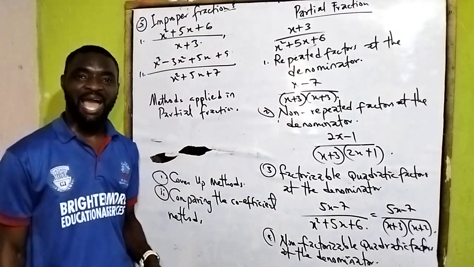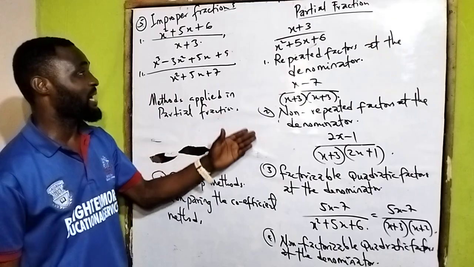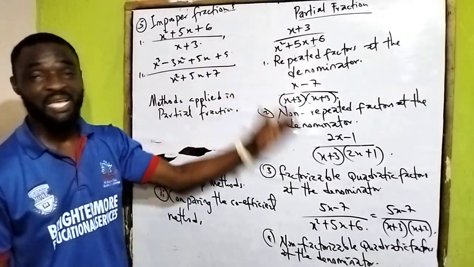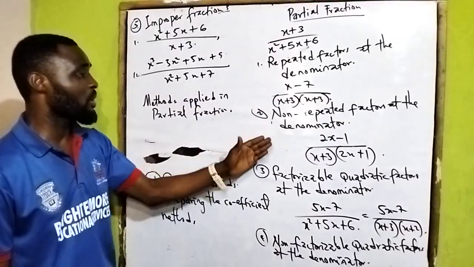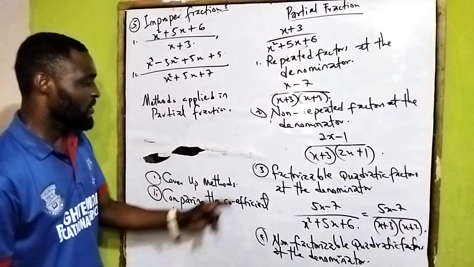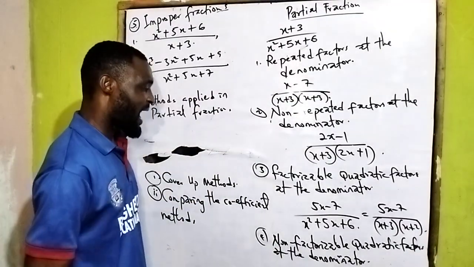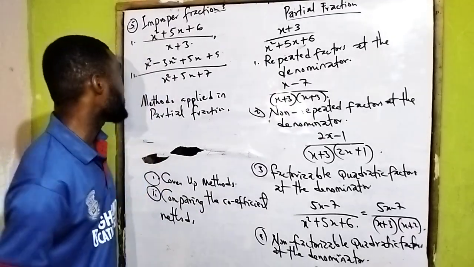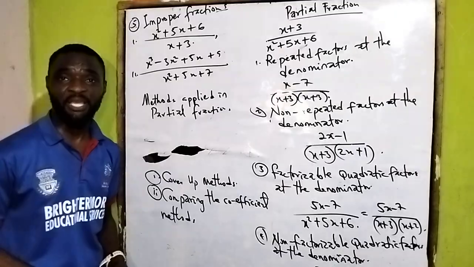So, viewers, at this point, we have looked at the 5 types of partial fraction. The first one, repeated factors at the denominator. 2, non-repeated factors at the denominator. 3, factorizable quadratic factors at the denominator. 4, non-factorizable quadratic factors at the denominator. 5, improper fractions.